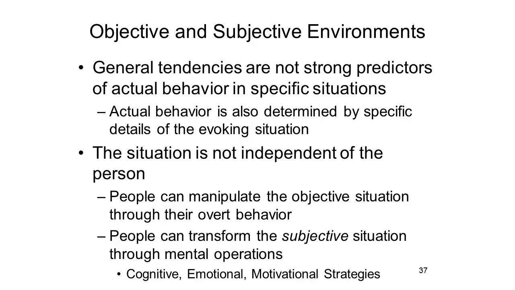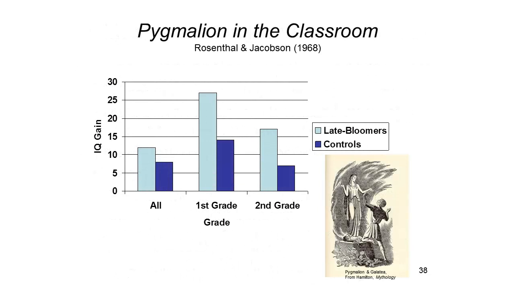Setting aside evocation and selection, people can manipulate the objective situation through their overt behavior, and people can transform the subjective situation through mental operations by changing how they perceive, interpret, and categorize the situation that they're in. But cognitive transformations don't just alter the subjective environment of the perceiver, they can also alter the objective environment of other people as well as the perceiver, because these cognitive transformations have behavioral consequences. Our behavior is determined by our perceptions, our memories, our expectations, our beliefs. By changing our cognitions, our behavior changes accordingly, and that behavior alters the environment for everybody else in it.